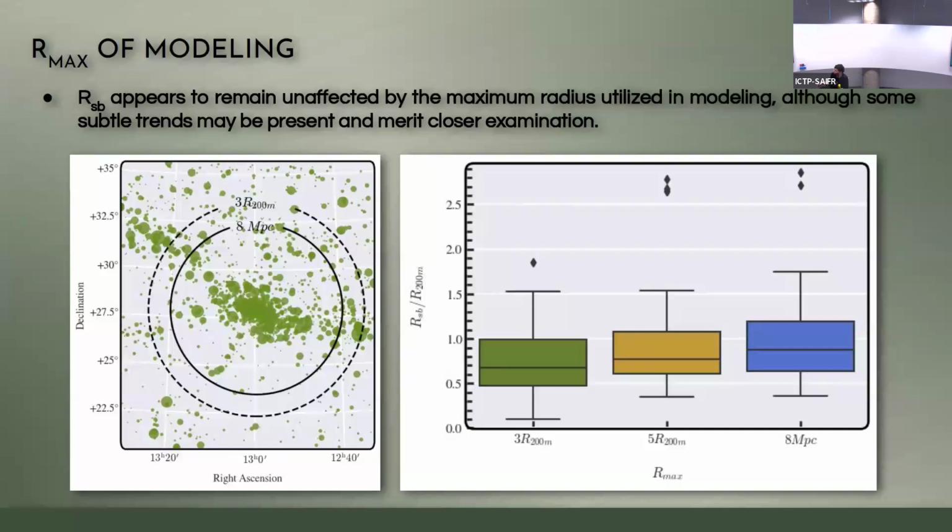The maximum radius. I'm doing modeling, and I can decide if I want to go to 1 megaparsec, 2 megaparsecs, 5 megaparsecs, and so on. I want to see if the maximum limit changes the radius. Again, I do the modeling up to 3, 5, and 8 megaparsecs too, because in a real situation I will not have R500. So I have to test this as well.